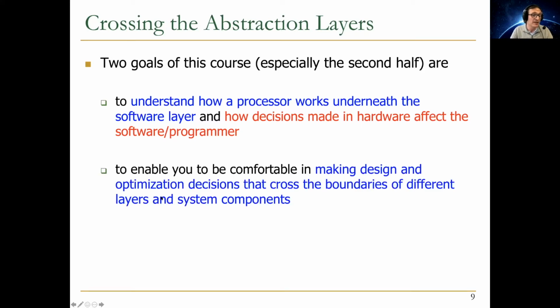And also, hopefully, this will enable you to be comfortable in making design decisions and optimization decisions that cross the boundaries of different layers and system components, because that is really where the innovation is going forward. And I think this is true for any cutting edge industry that is really using computing at the cutting edge. So if you're not bottlenecked by hardware and speed and efficiency, and also the cutting edge security issues, then probably you're not at the cutting edge.